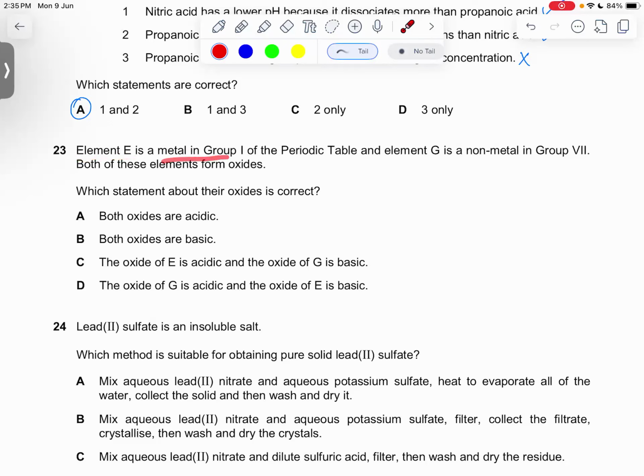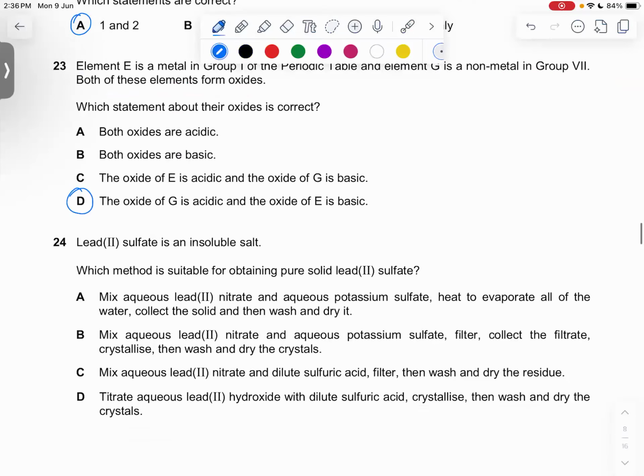Element E is a metal in group 1 of the periodic table, and element G is a non-metal in group 7 of the periodic table. Both of these elements form oxides. Which statement about their oxides is correct? The element E is from group 1, so its oxide should be basic. And this is group 7, so if this forms an oxide, it should be acidic. No, the oxide of G is acidic and the oxide of E is basic. That should be correct. So this statement seems the best.